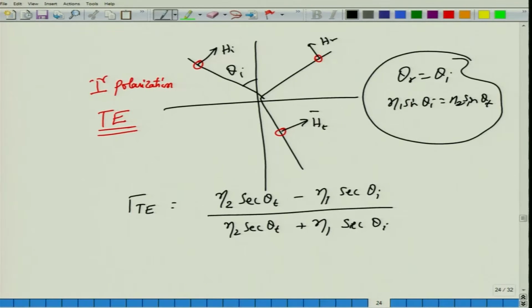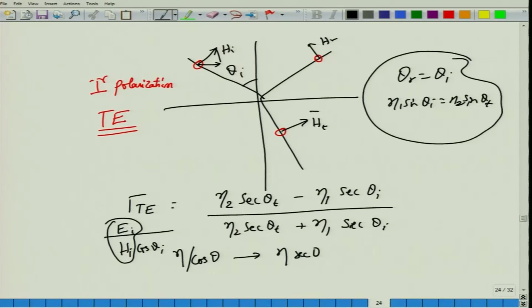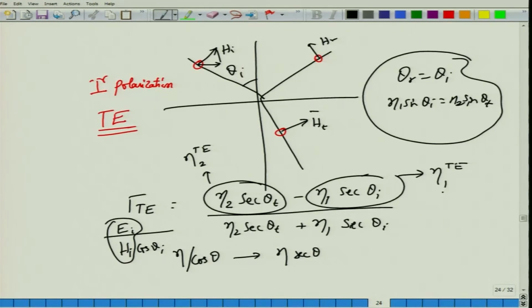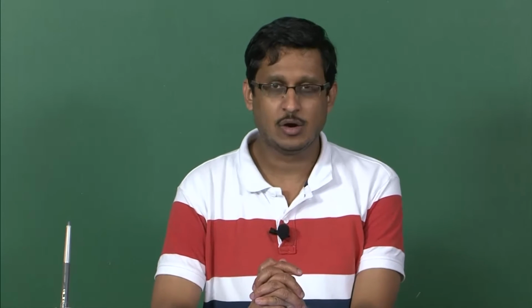Again, one reasonable way to think of this is that the tangential H component will be Hi magnitude times cos theta I. The medium impedance can be obtained by looking at the tangential electric field, which would be Ei along the y direction. Now Ei by Hi is eta, and eta divided by cos theta is eta times secant theta. So you can define eta 2 secant theta as the effective impedance for the TE case of the second medium, and similarly for the first medium. This way you need to remember only one formula for the reflection coefficient, Z2 minus Z1 by Z2 plus Z1, and replace Z by eta TM for the TM case, or by eta of the TE case for TE.